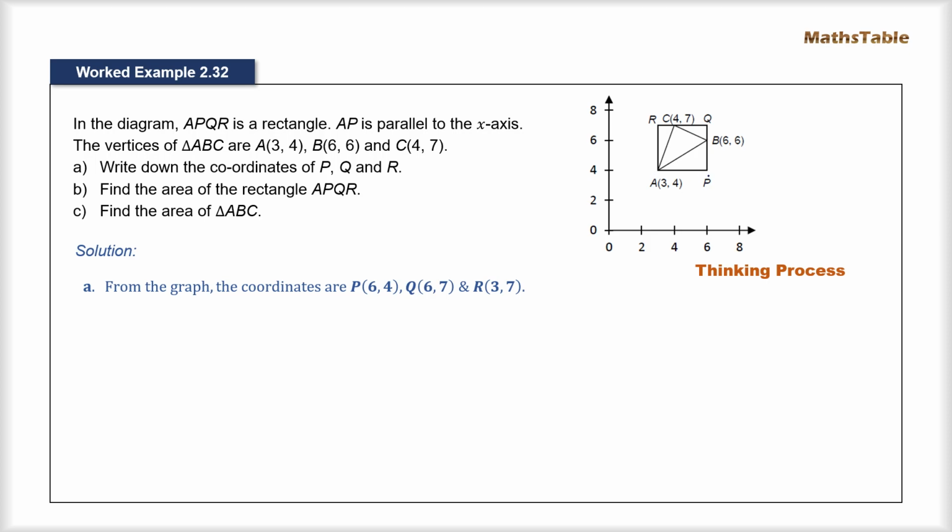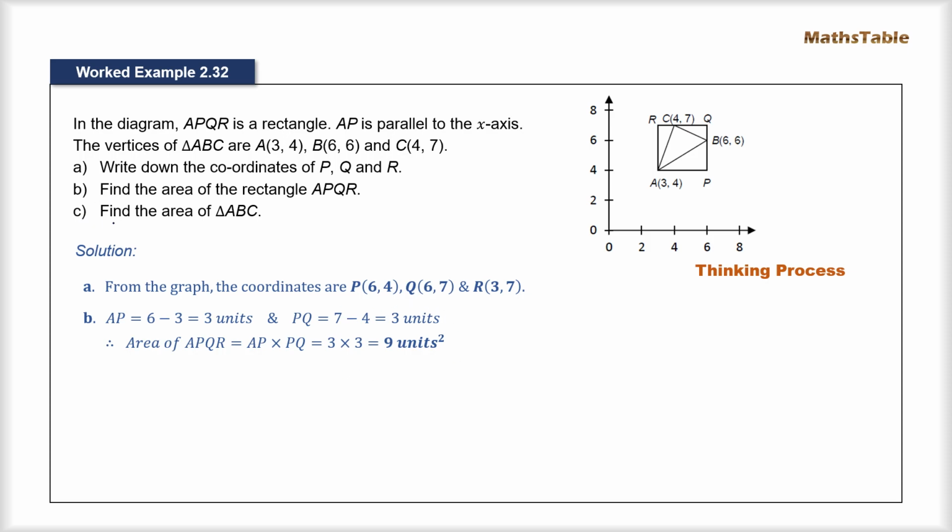We know that the AP length can be calculated by taking the difference between the x coordinates of A and P, which comes out to be 3 units, and the width of the rectangle PQ can be found out by taking the difference between the y coordinates of the points P and Q, which also comes out to be 3 units. So basically APQR is also a square. Now we can find out the area of this APQR by simply taking the product of these two lengths, which comes out to be 9 square units.